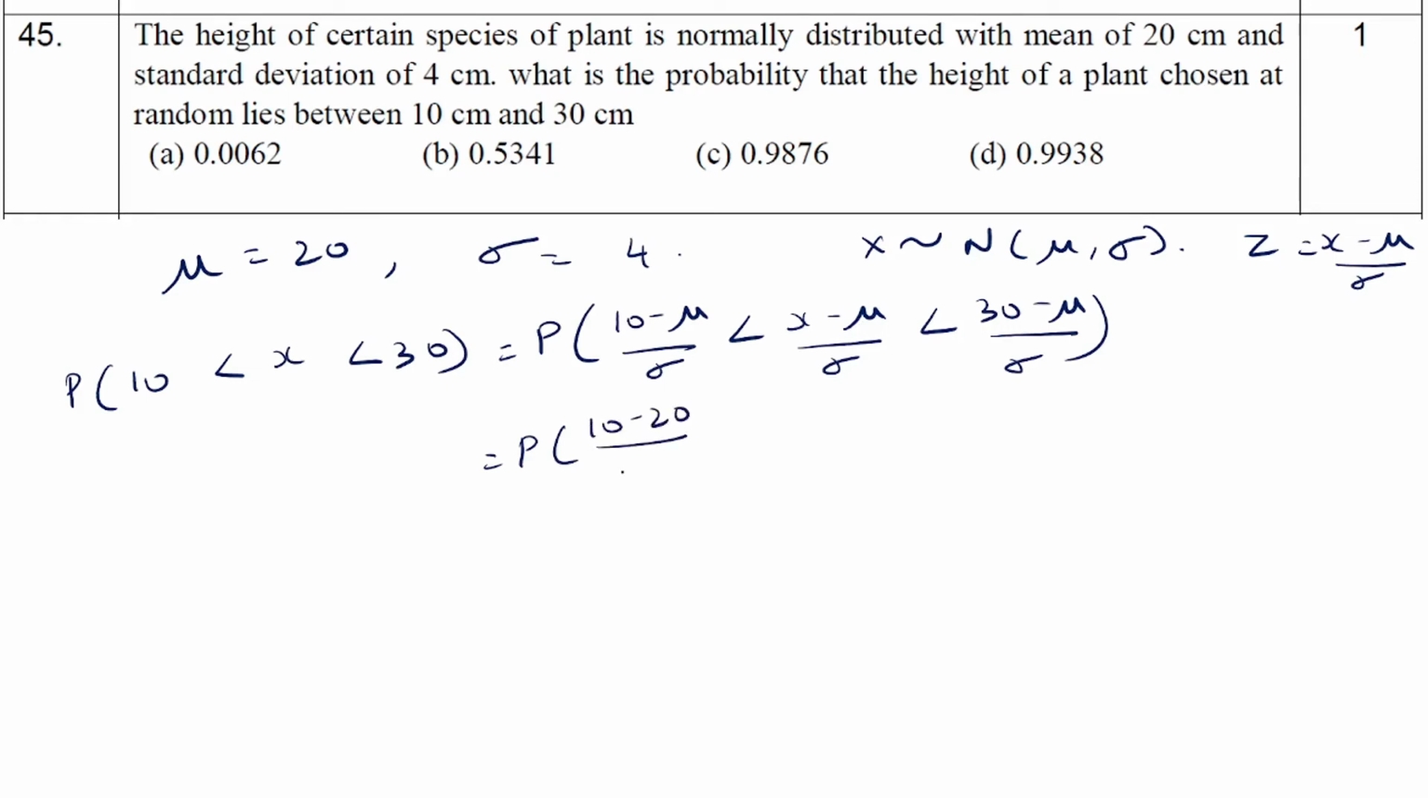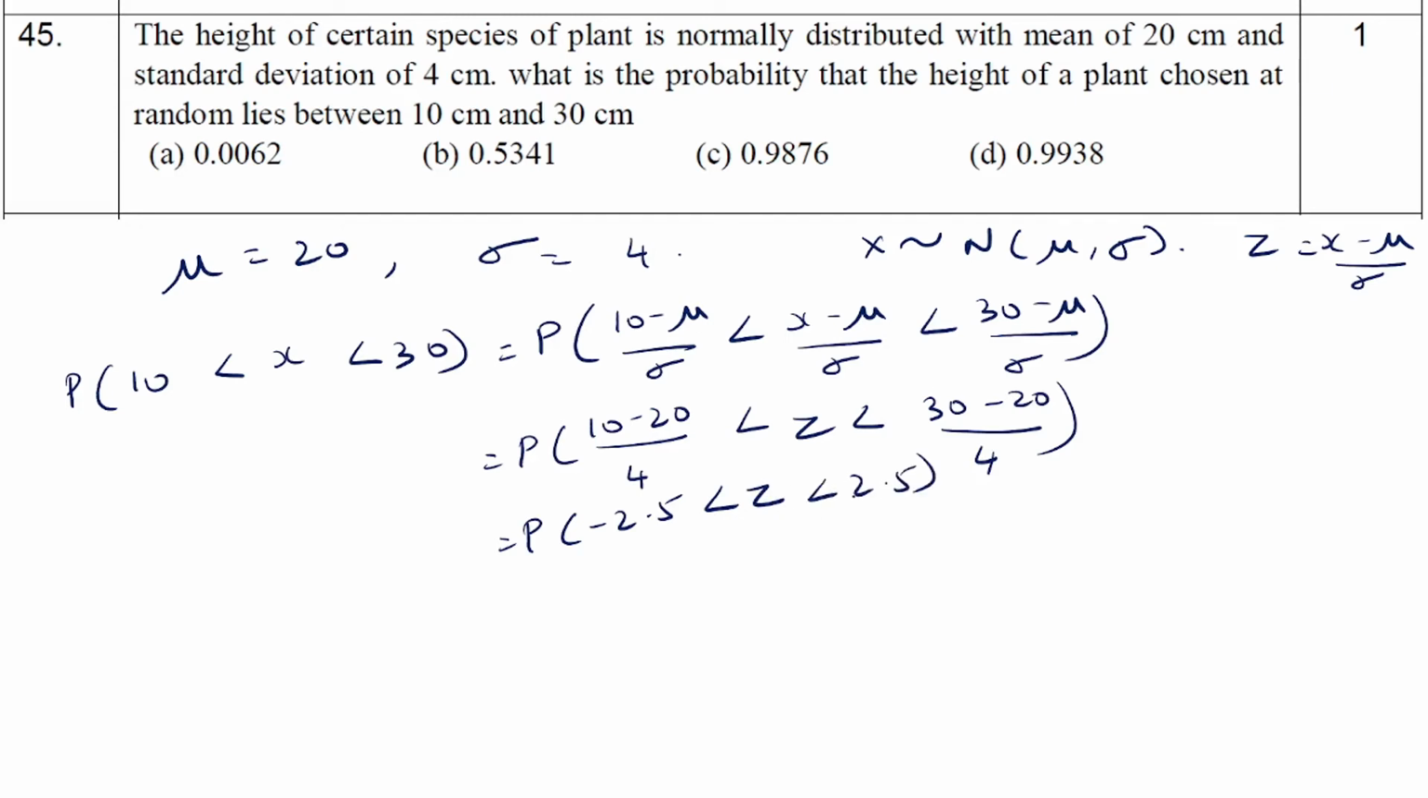So 10 minus 20 by sigma, which is 4, less than z less than 30 minus 20 by 4, or this is equal to probability of, here 10 minus 20 by 4 is minus 10 by 4, so it is minus 2.5. So it is equal to probability of minus 2.5 less than z less than 2.5. Now this is equal to probability of z less than 2.5 minus probability of z less than minus 2.5.